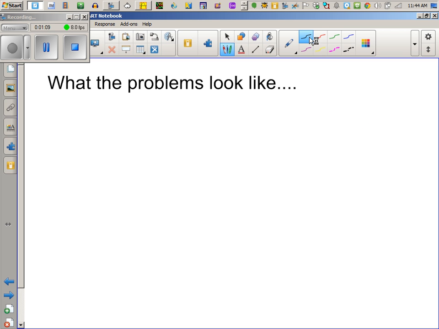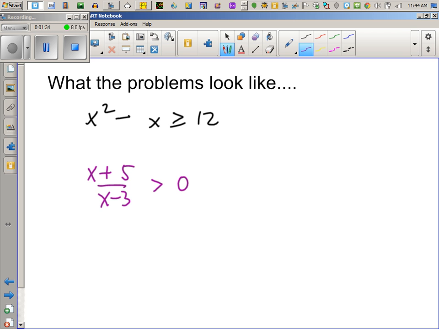You will see either problems like x squared minus x is greater than 12, something like that. Actually, probably not a 3x here, probably just an x. Or you'll see something like this: (x plus 5) over (x minus 3) is greater than 0. Or (x plus 5) over (x minus 3) is greater than 5. See? Okay, so that's what they look like.